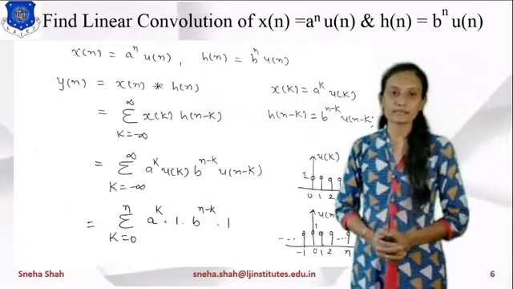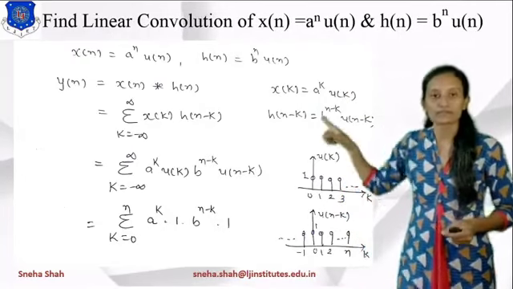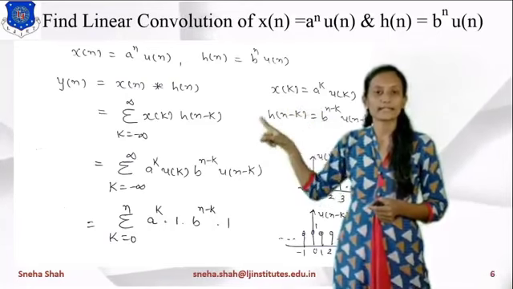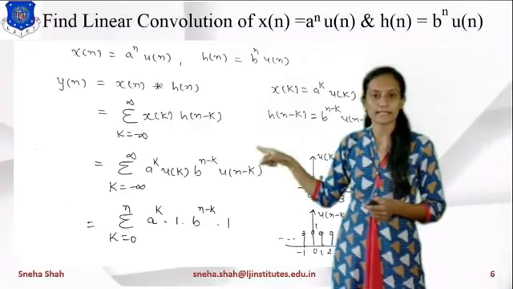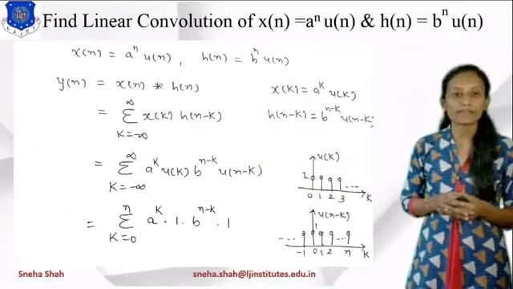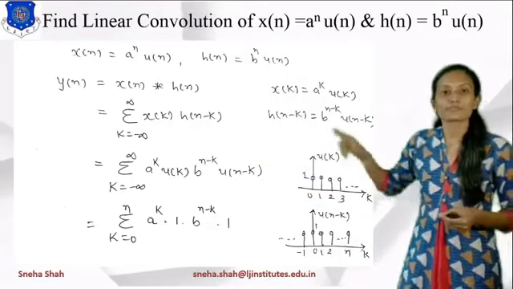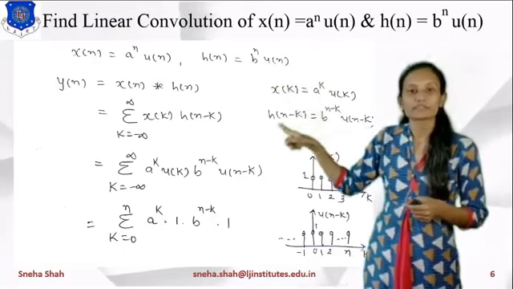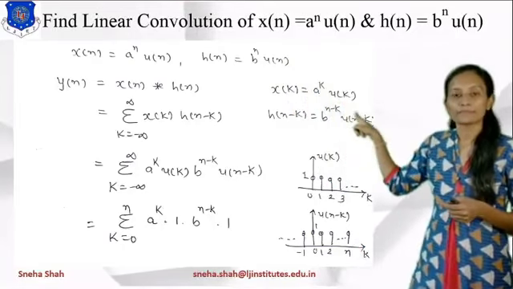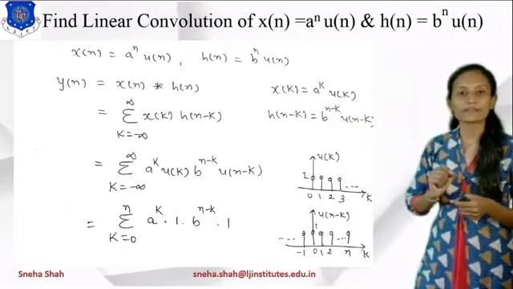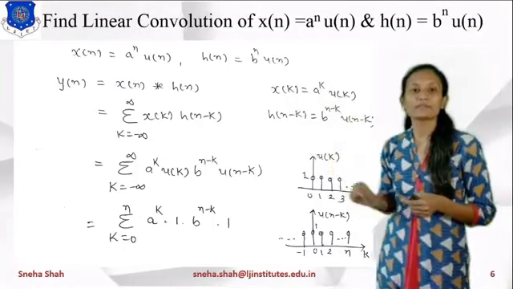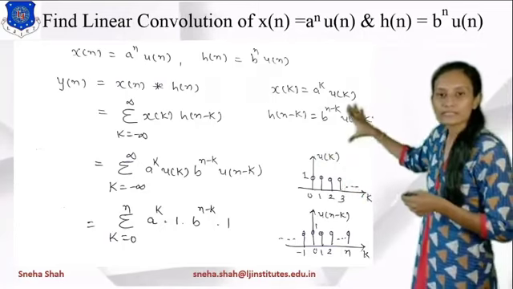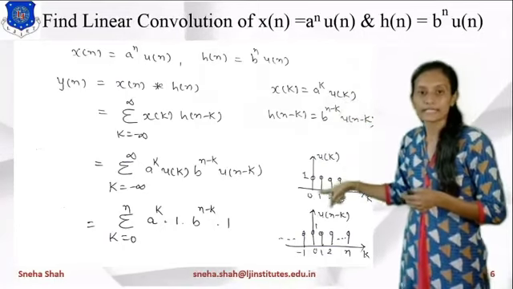Now as you know, the equation of linear convolution is y of n equals x of n convolved with h of n. So the equation equals summation k equals minus infinity to infinity x of k h of n minus k. In this we have to take the value of x of k and h of n minus k, right? So in this equation, instead of n, we will take k. So x of k equals a raised to k u of k. And the second term, instead of n, we will take n minus k. So h of n minus k equals b raised to n minus k into u of n minus k. Now from these two terms, we will draw the graph.